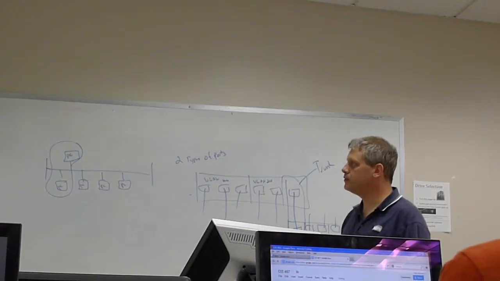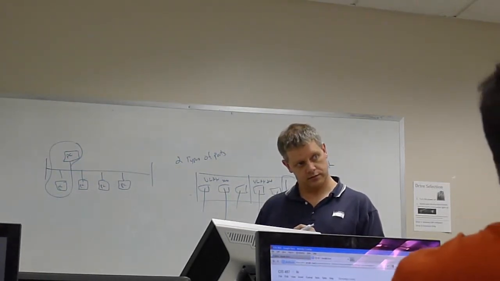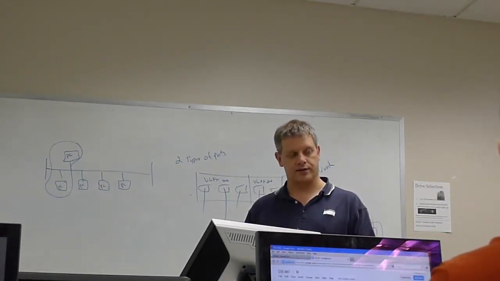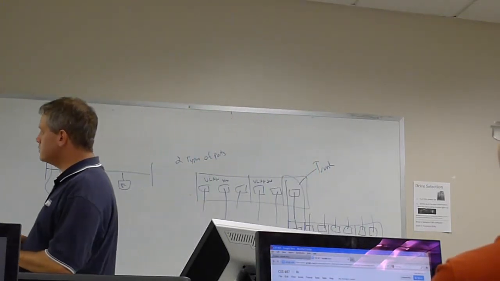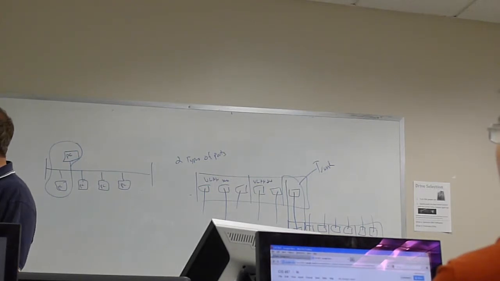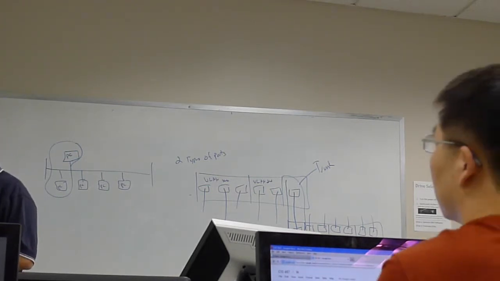Okay? Quick question, when you said there's two types of ports for switches, are you saying access ports and trunk ports? Correct. Okay. Alright? You only want to do private VLANing on access ports. You can't do it on trunk ports.